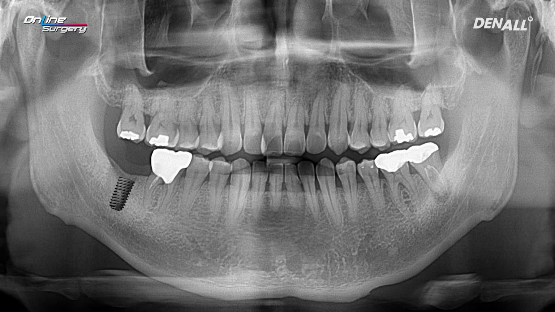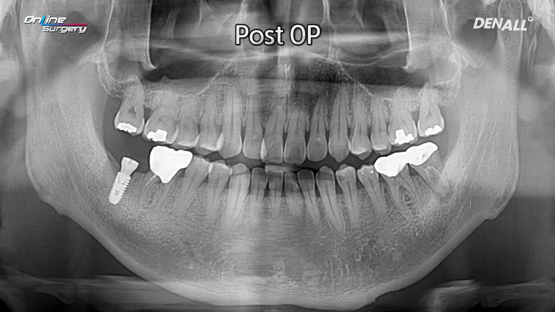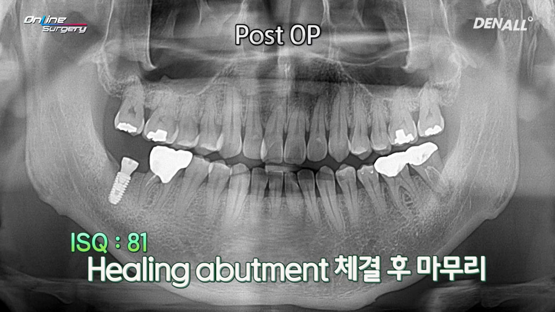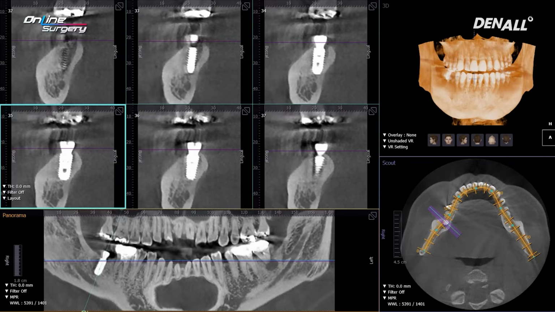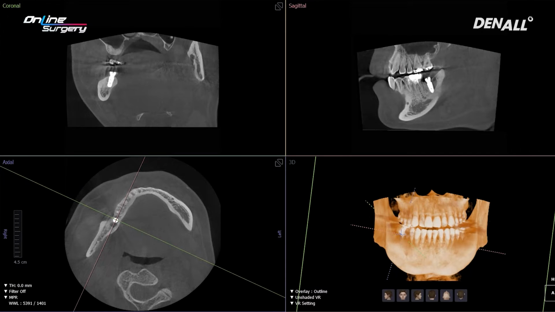On panoramic image, this is the planned implant position and post-op panoramic image. You can see that implant has been placed to where we had planned it originally, and primary stability was very good. Healing abutment was connected and surgery was completed. Post-op CT. You can see that the implant has been placed to where it was planned, and the relation with the adjacent tooth, buccolingual relation, and depth, you can see that it has been placed well as planned.